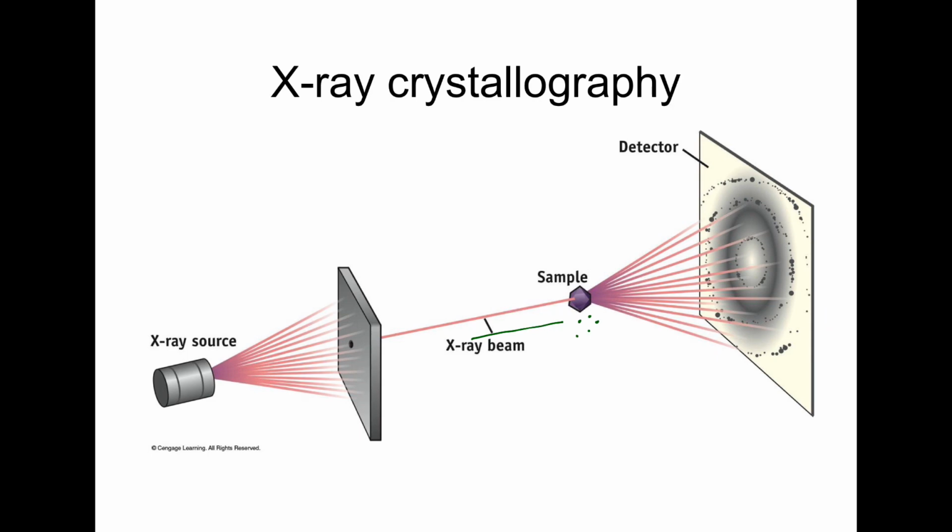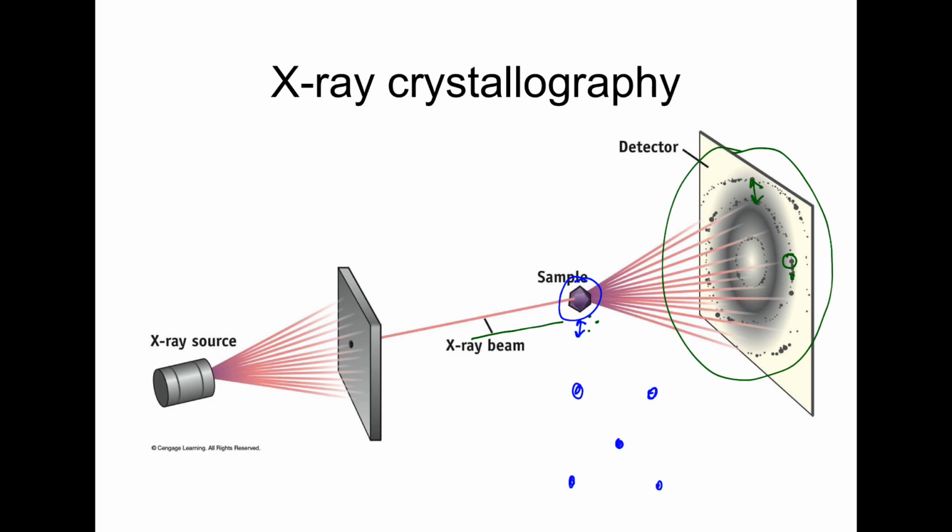Nowadays, we actually use a CCD, a charge-coupled device. That's just a fancy version of a digital camera. Once you get that pattern, they use the spacing of the dots, and how big some dots are and some are little, to figure out what the spacing was between the atoms in that crystal. And depending on how spaced out the atoms are, they can figure out what the crystal structure is.